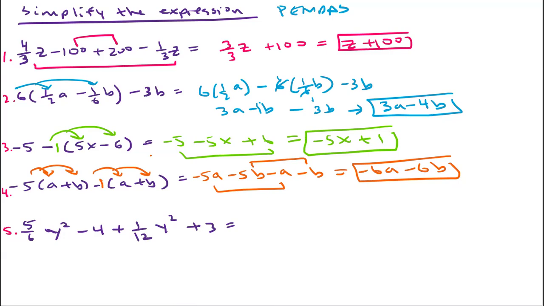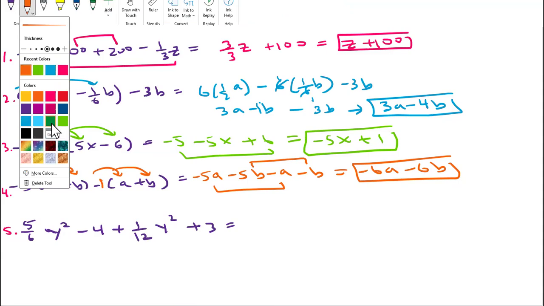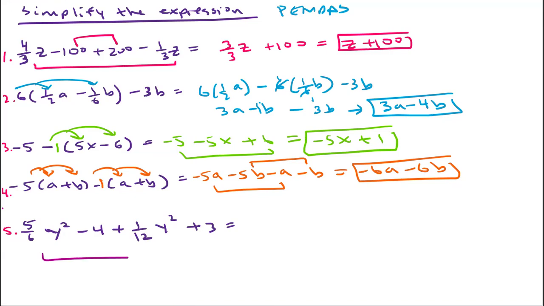Okay. And then for the last one, again, we're going to combine like terms. So we're going to combine these guys together and then combine these guys together. Notice that we have 6 in the denominator and 12 here. So what I can do is I can multiply this to have the same common denominator. I can multiply this by 2 over 2. Okay, so that will give me 10/12 y squared plus 1/12 y squared.